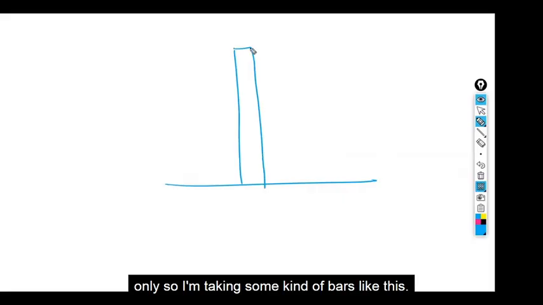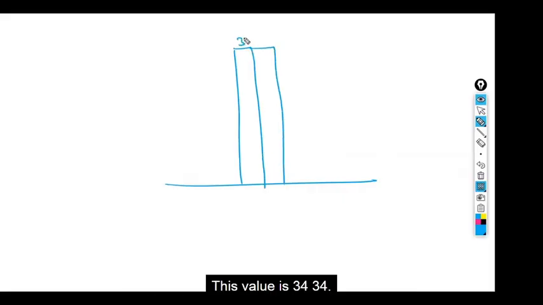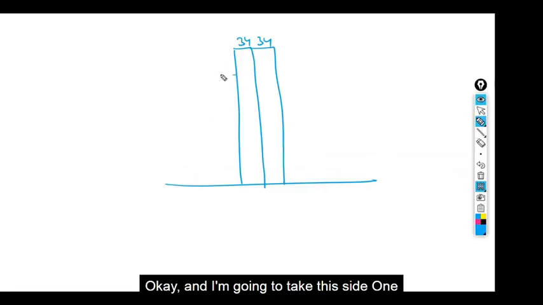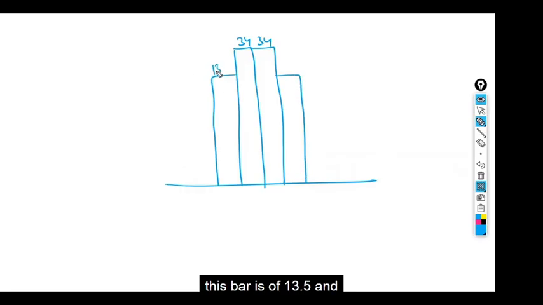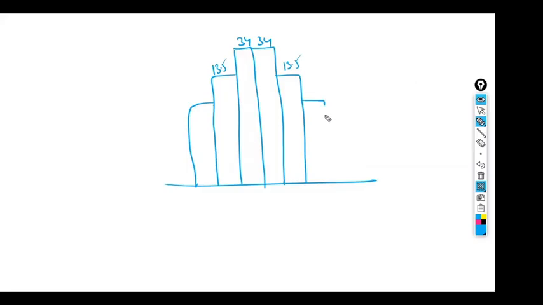So I'm taking some kind of bars like this. This value is 34, 34. And I'm going to take one more bar on this side and one more bar on this side. This bar is 13.5 and this bar height is 13.5. So 68 plus 27 is 95. So 95 plus this one, 2.25, 2.25.